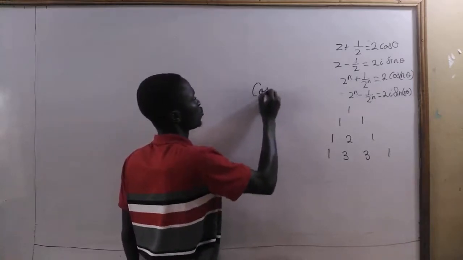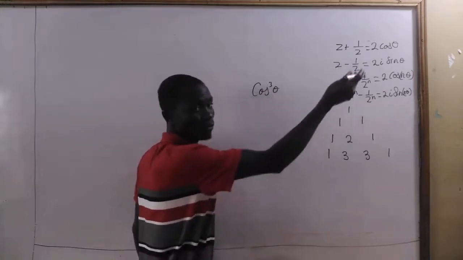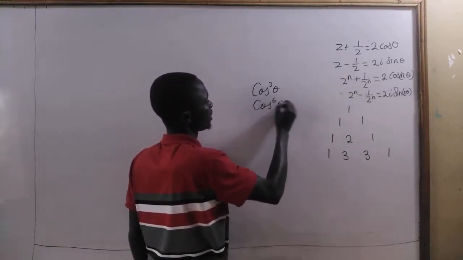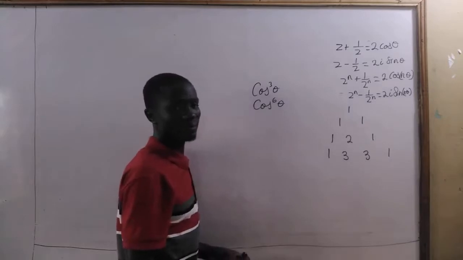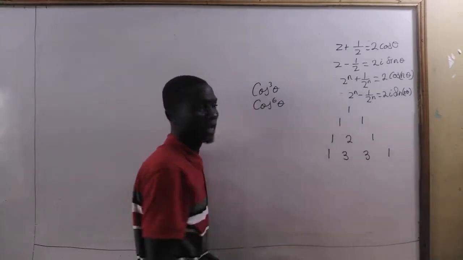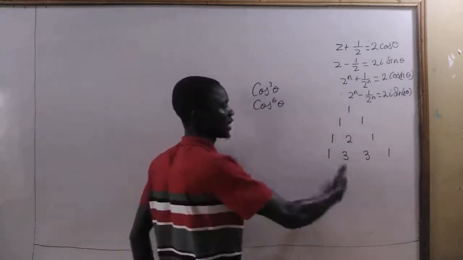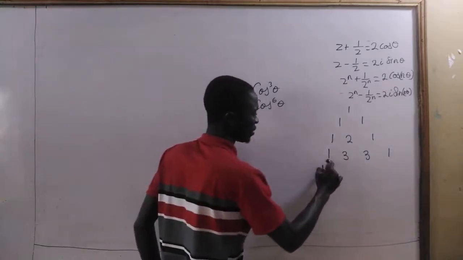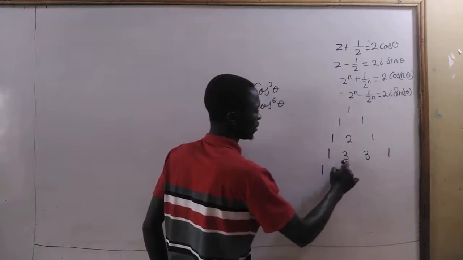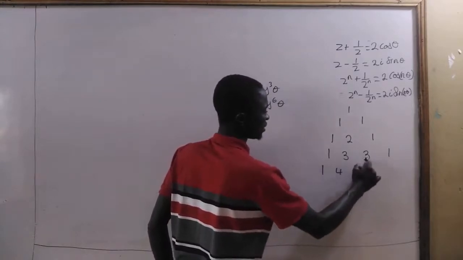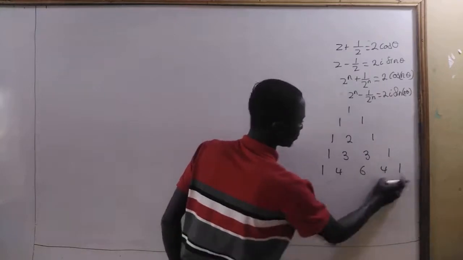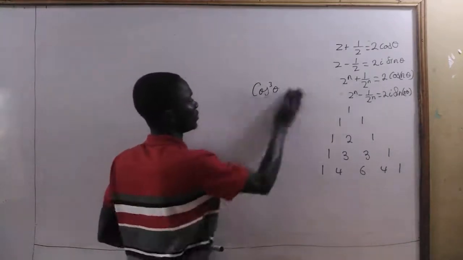We are going to take cosine cube of theta and expand. We are going to take cosine to the power 6 of theta and expand this. So that is why you should be familiar with this. In case in exams you want to remember the Pascal coefficients, that's what we use. Here you repeat 1. 1 plus 3 is 4. 3 plus 3 is 6. 3 plus 1 is 4. 1 plus nothing is 1. Now, let's go to the main business.